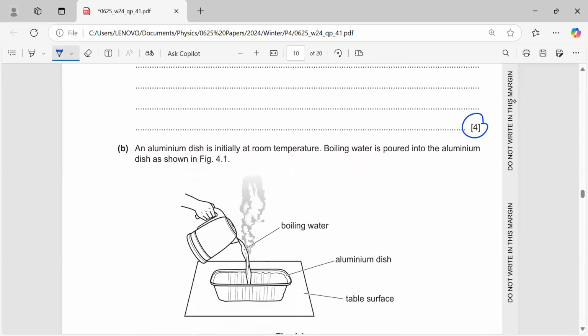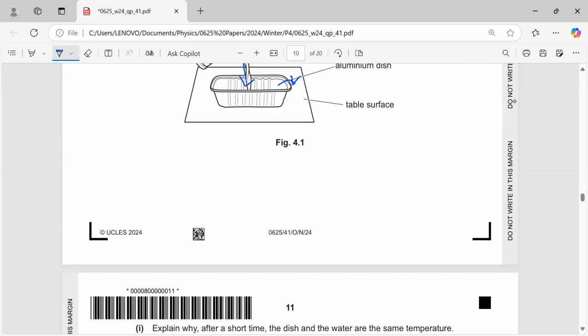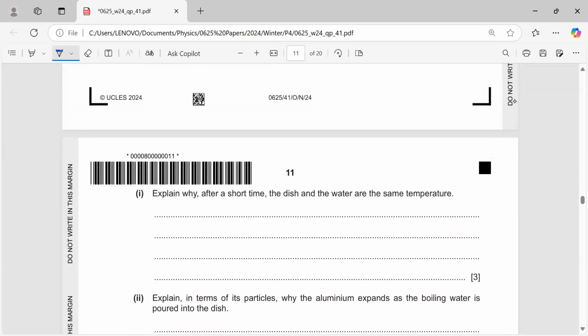Moving on to part B, here they are saying that an aluminum dish is initially at room temperature. This dish is made of aluminum. Boiling water is poured into this aluminum dish as shown in the figure, and they ask us to explain why after a short time, the dish and the water are at the same temperature. There are a few points which help us to explain this answer.